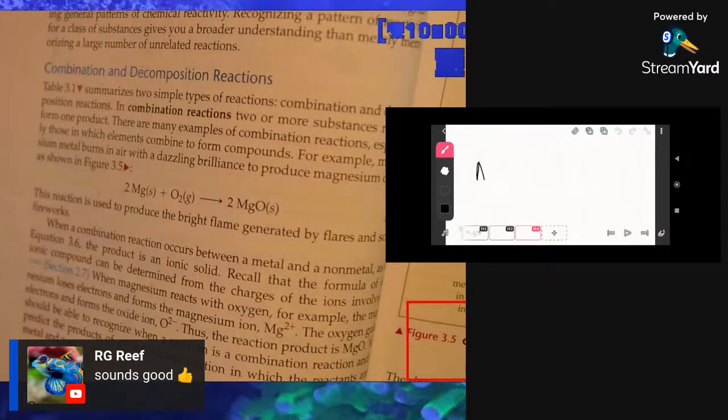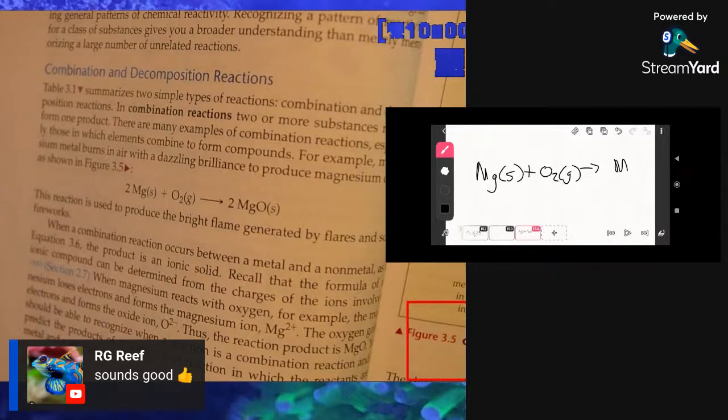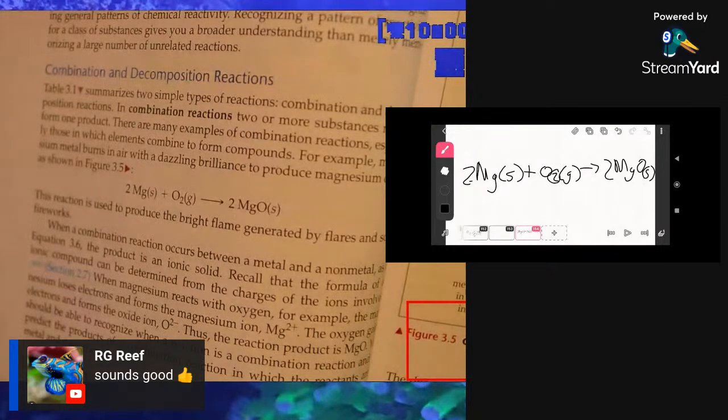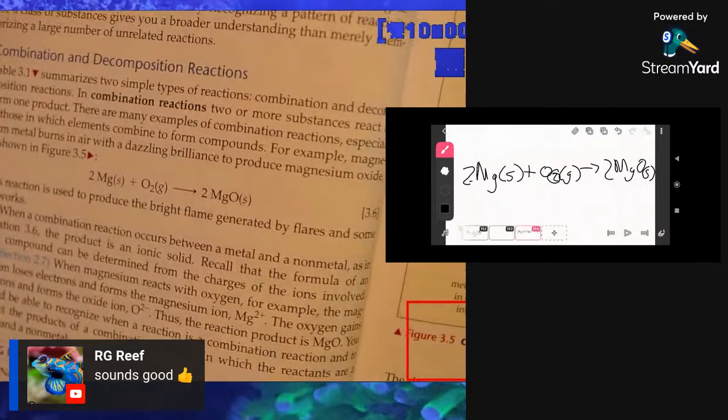All right, so we got magnesium solid plus oxygen gas produces magnesium oxide solid. I think it would be better if I put parentheses. All right. And it's not balanced. So here's the equation right there, and a magnesium right there too, because there's already a 2 right here of oxygen. Okay. So anyways, let's continue. This reaction is used to produce a brilliant flame.